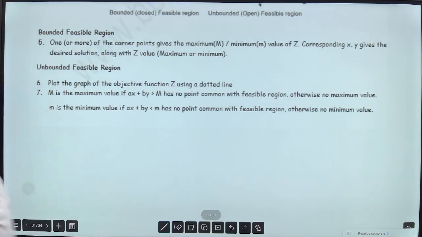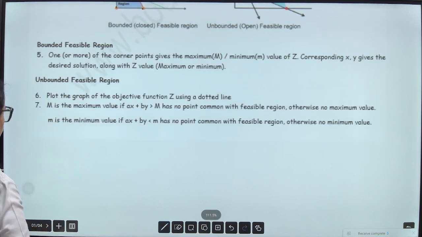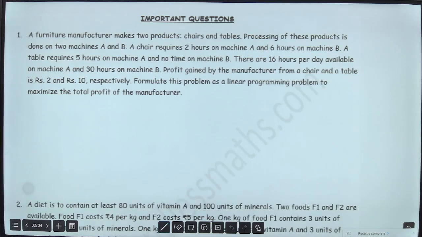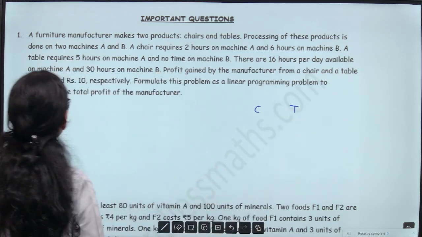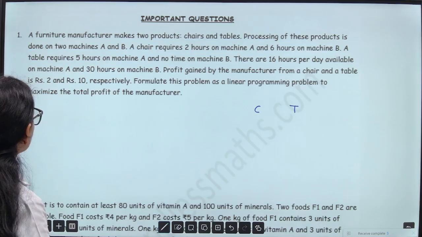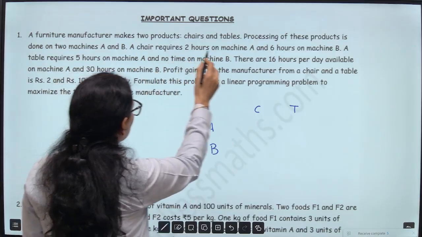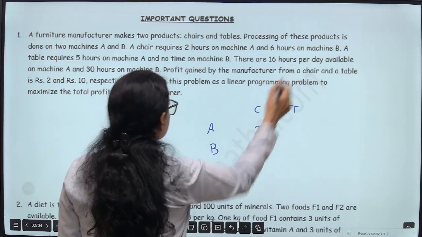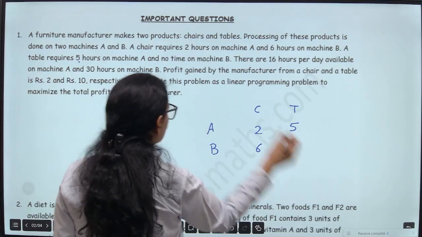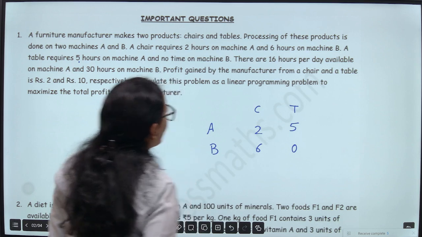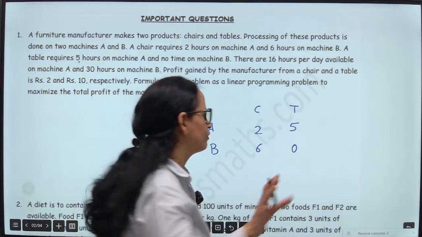Before we get into the solution of an LPP, let's see how we formulate an LPP. The first question is: a furniture manufacturer makes 2 products, chairs and tables, and the processing is done using 2 machines, A and B. A chair requires 2 hours on machine A and 6 hours on machine B, whereas a table requires 5 hours on machine A and no time on machine B. There are 16 hours per day available on machine A. So machine A can be used for a maximum of 16 hours. After that it is not available.